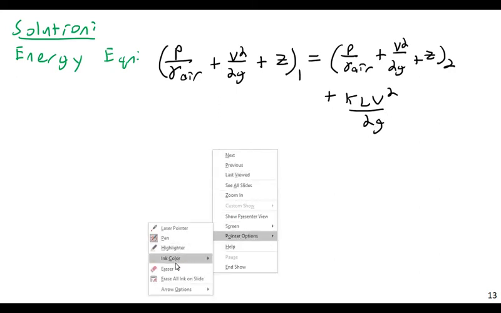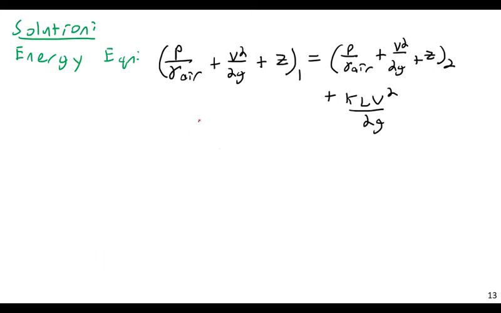Then I know that Z1 equals Z2 because it's not stated that there's any kind of elevation change. Plus, even if this thing were at an angle, it's so small the change in height would be minimal. So Z1 equals Z2, and V1 equals V2. So that means that this term and this term cancel out, and this term and this term cancel out.